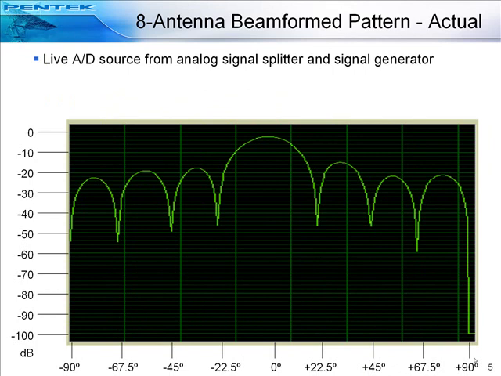Here's the same pattern with live A to D inputs using the digitized analog signals coming from the 8-port splitter. Because input cables, transformers, and A to D converters all have slightly different characteristics, we've tweaked the gain and phase of each channel to match them. Although the matching was not perfect, you can still see the nulls are about 50 to 60 dB down instead of 100 dB with the synthesized ideal sources on the last slide. By the way, the built-in power meters on each channel made the gain calibration a lot easier.